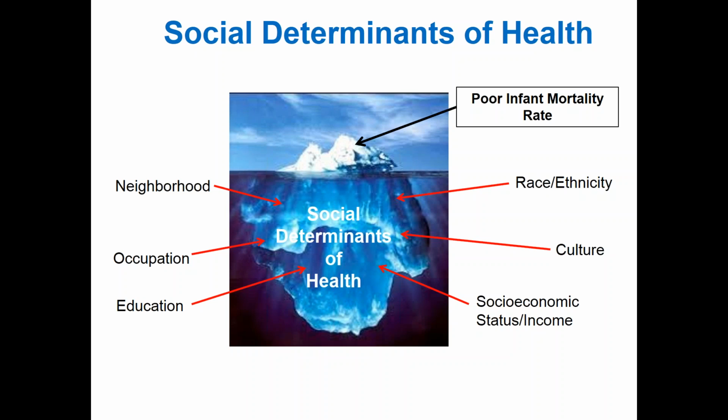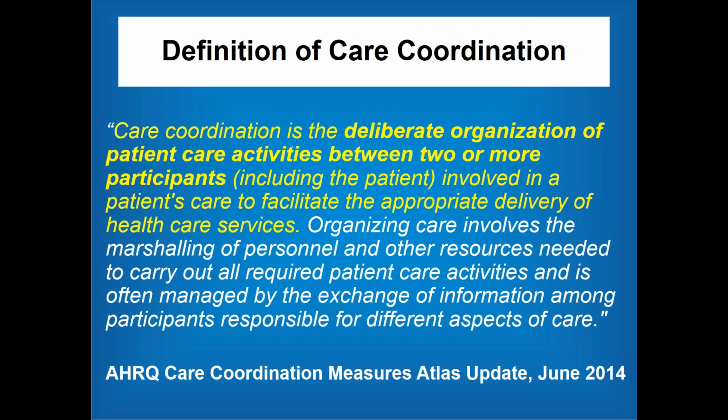So I threw up the definition of care coordination from the Agency for Healthcare Research and Quality. And just to read the highlighted area, care coordination is the deliberate organization of patient care activities between two or more participants, and I love how they put in parentheses, including the patient, involved in the patient's care to facilitate the appropriate delivery of healthcare services. So in just that little snippet, you can see that the definition is very healthcare centric. It's very much focused on what's happening in the healthcare world.